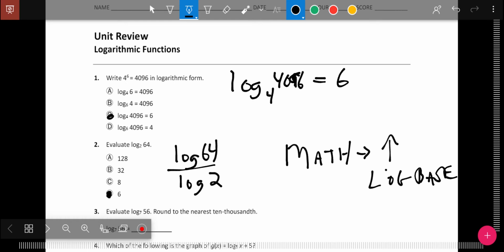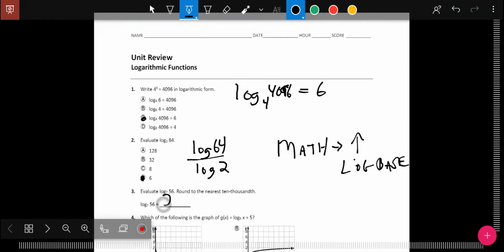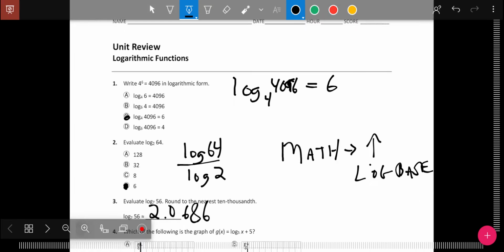And so for number 3, you're going to do the same thing, except you're going to use log 56 and log 7, log 56 divided by log 7, or hit that log base and type it in. Okay? And you get 2.0686 to the nearest 4 decimal places. 10 thousandths is 4 decimal places.